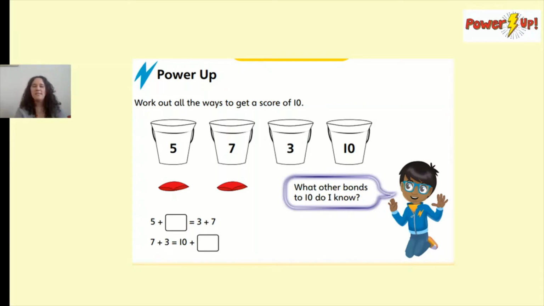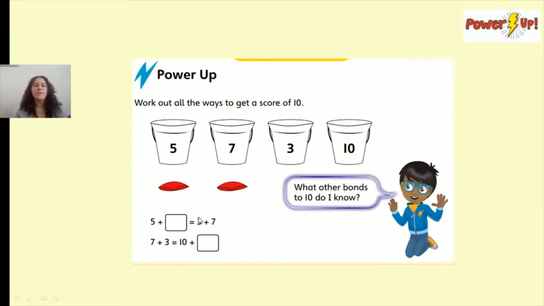Have you done that? Amazing. Let's have a look at the answers. So the different ways that you could work out to make 10 here if you're throwing a beanbag in a bucket is you could throw a beanbag in the bucket of 5 and then throw another beanbag in the bucket of 5. 5 plus 5 would make 10. Another way you could have done it is throw a beanbag in the bucket 7, then another beanbag in the bucket 3, because those add together to make 10. Or you could have thrown the beanbag in the bucket 3 first and then in 7, because that would make 10 too. Lastly, you could throw one beanbag in the bucket 10 and then leave the other one.